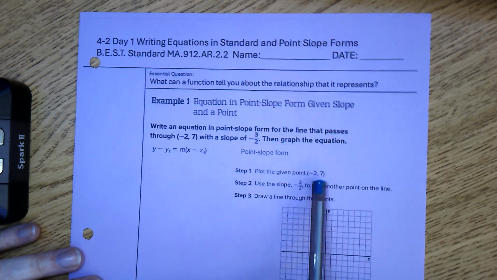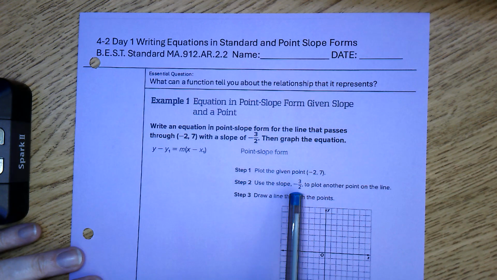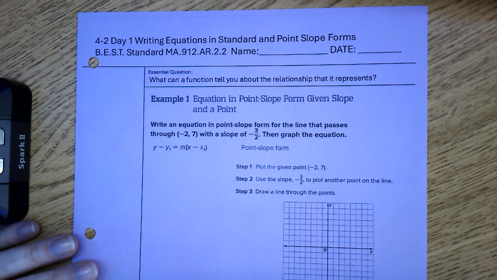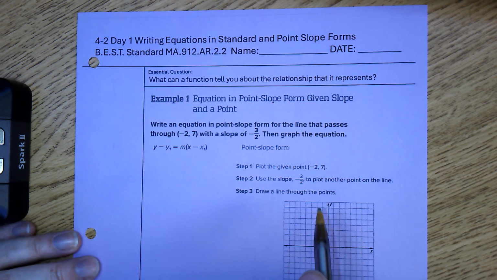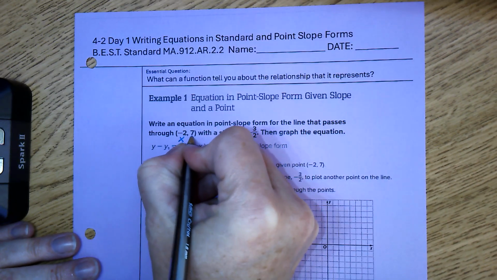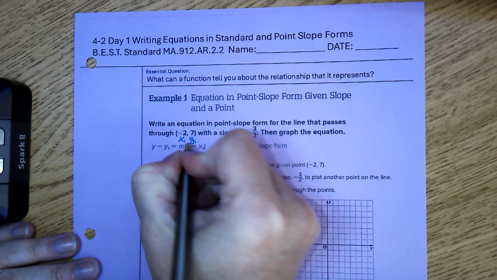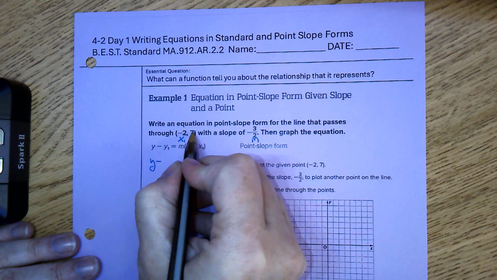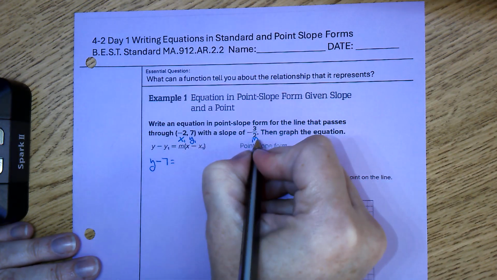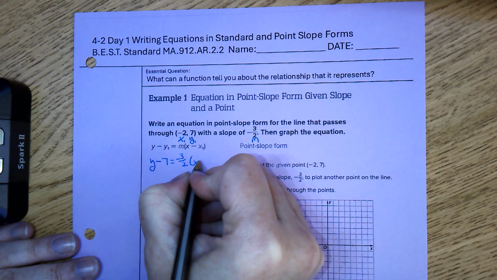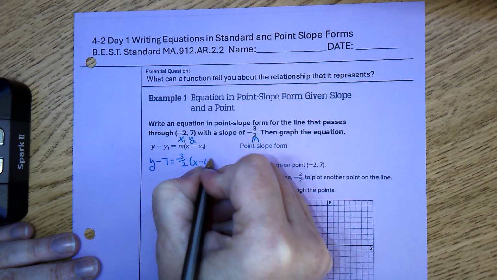All right, so we're given a point and we're given a slope. Once you run your slope, that simply gives you the next points. And then you draw your line. So we're going to pop in what we know. We know x, y, and we know m. So y minus 7 equals the slope of -3/2 times x minus -2.